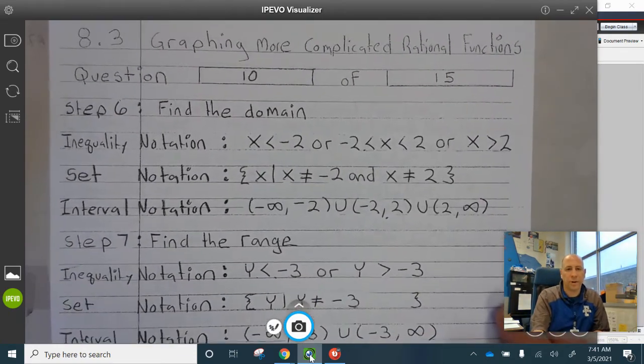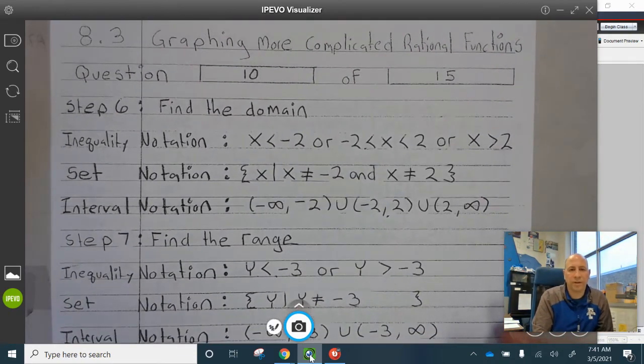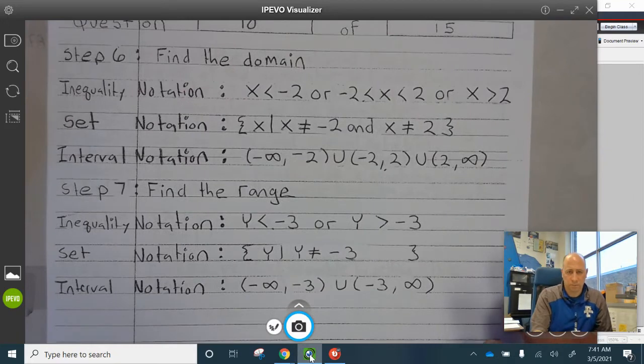Step 6, find the domain. Inequality is x is less than -2, or -2 less than x less than 2, or x is greater than 2. Set notation is x such that x does not equal -2 and x does not equal 2. Interval notation is from -infinity to -2, or from -2 to 2, or from 2 to infinity.